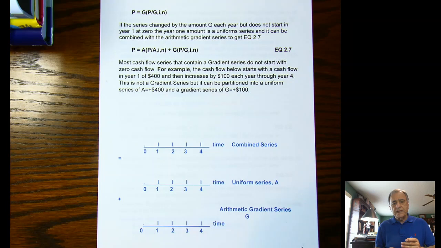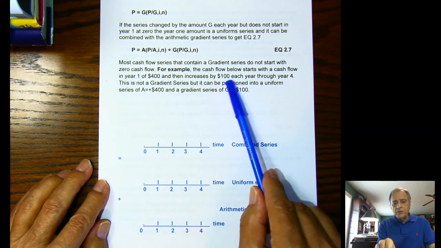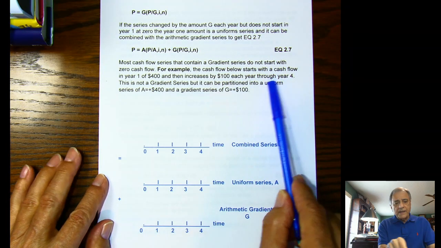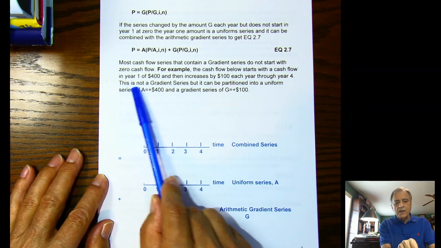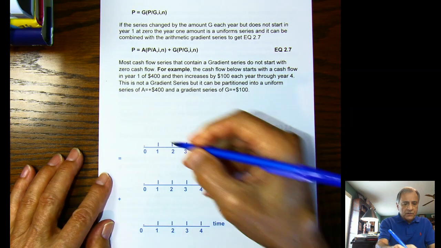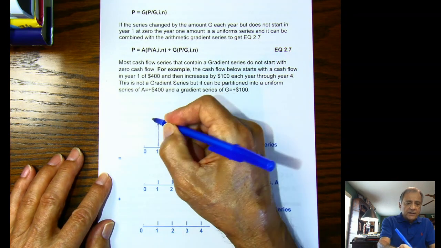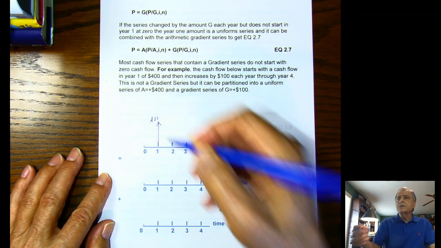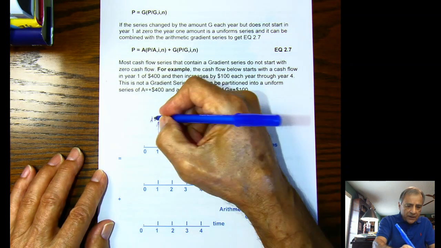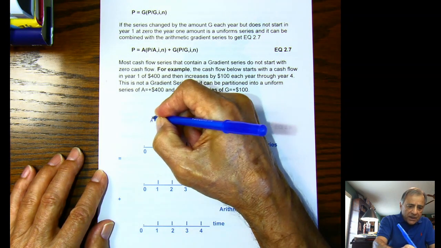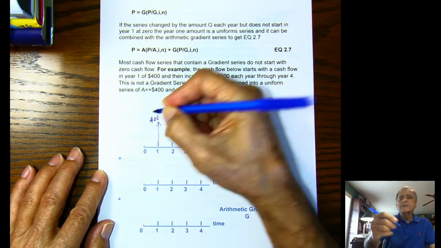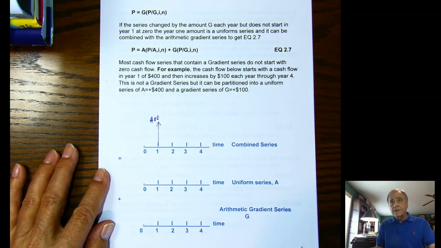So here's the example. The cash flow below starts with a cash flow in year one at 400. So right away we know if it starts here at 400, it cannot be a gradient series, because an arithmetic gradient series has to start at zero.